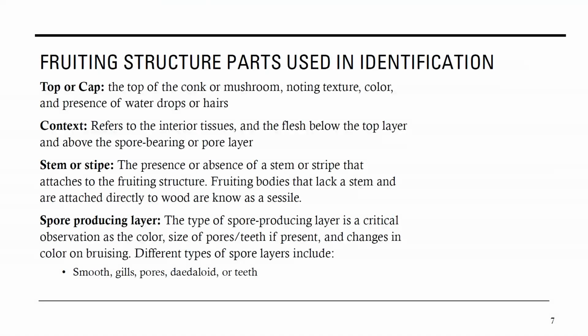The context, which is kind of the interior tissues between the spore layer and the top. How is it connected to the tree? Does it have a stem? And then also the spore producing layer, which has different types: smooth, gills, pores, and teeth, and I don't know how to pronounce that other word, so we're not going to try. But it's more of a maze-like configuration.